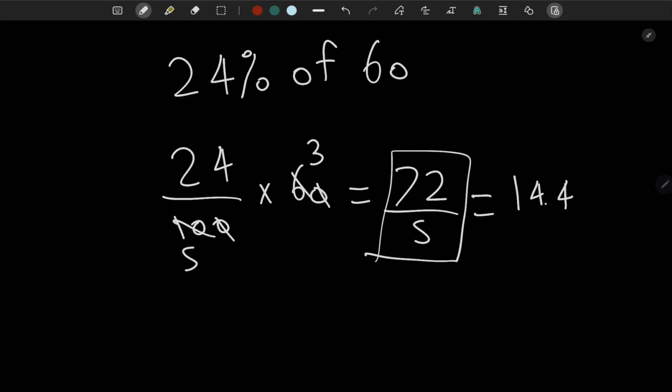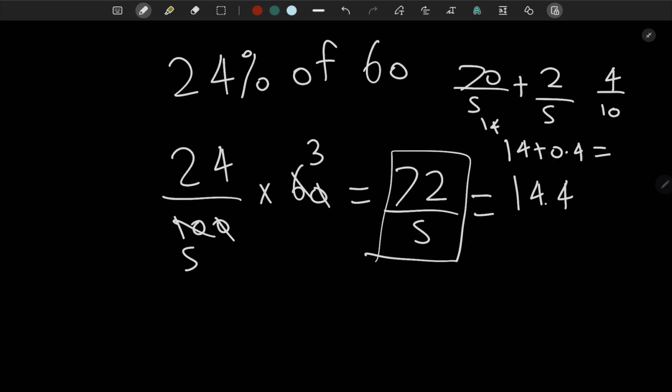14.4. And now another quick way to do this is we can actually do 70 divided by 5 plus 2 over 5. So 70 divided by 5 is 14, and 2 over 5 we can write as 4 over 10, and 4 over 10 is 0.4. So it's just going to be 14 plus 0.4. If you can't use a calculator, this is another way of doing it. So then you're going to get 14.4.